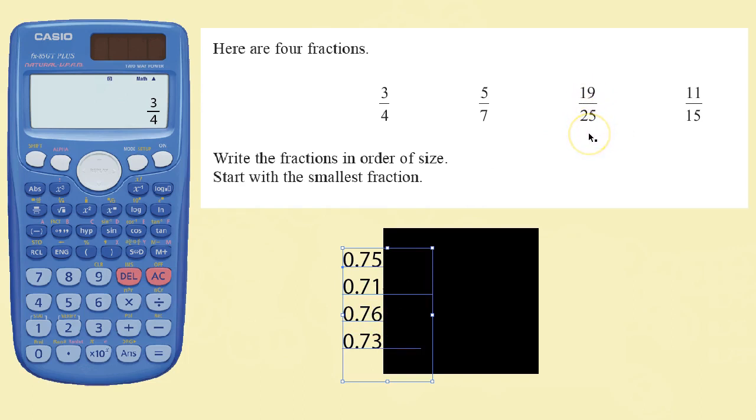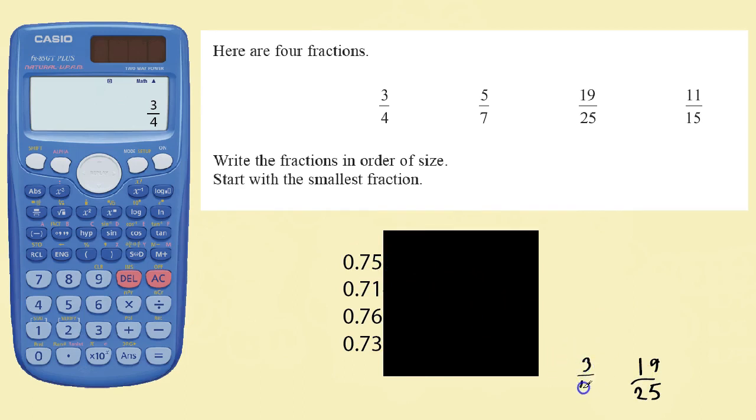0.76, that was 19 out of 25. That's our biggest fraction. So let's write that down. It says start with the smallest, so I'm going to start at the end and put 19 over 25, that's my biggest. I must put it in fraction form. My next biggest one is 0.75, that's 3/4. The next biggest one is this one, 11 over 15. And that leaves the smallest one, which is 5/7.